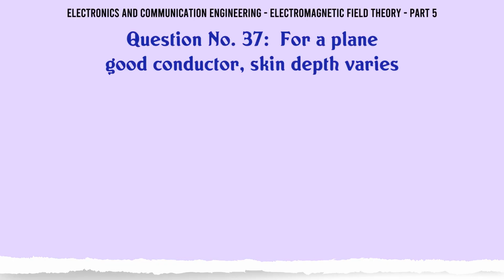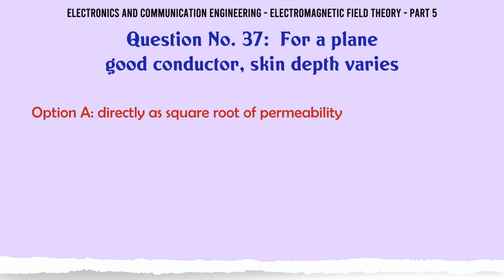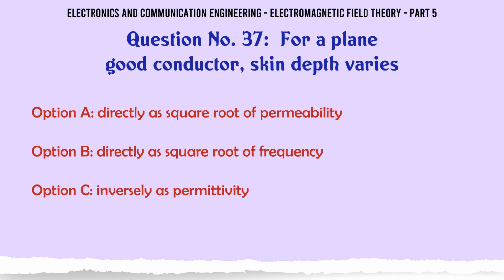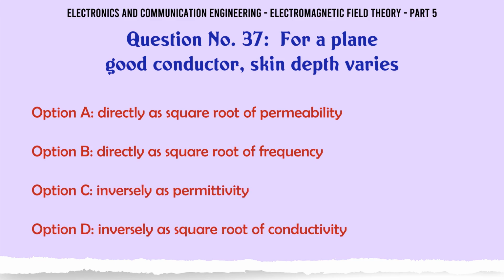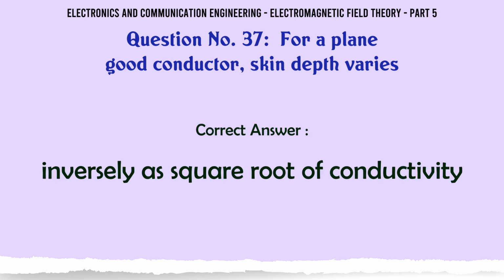For a plain good conductor, skin depth varies A. Directly as square root of permeability. B. Directly as square root of frequency. C. Inversely as permittivity. D. Inversely as square root of conductivity. The correct answer is inversely as square root of conductivity.